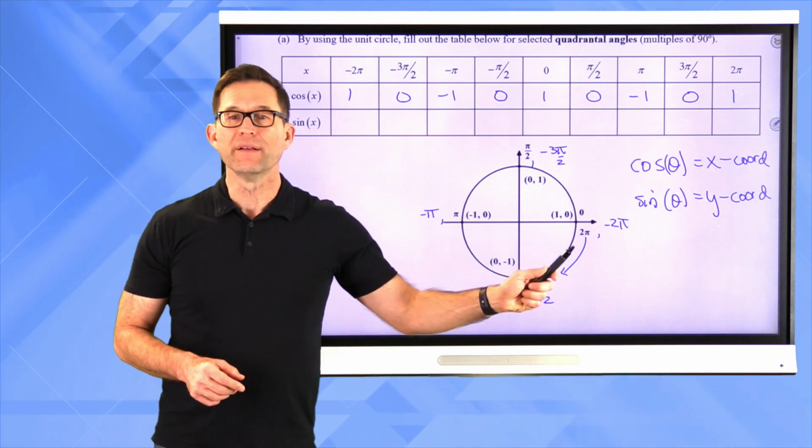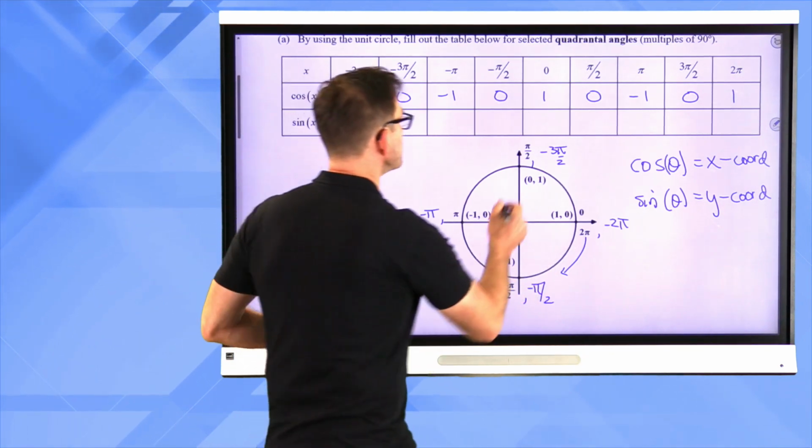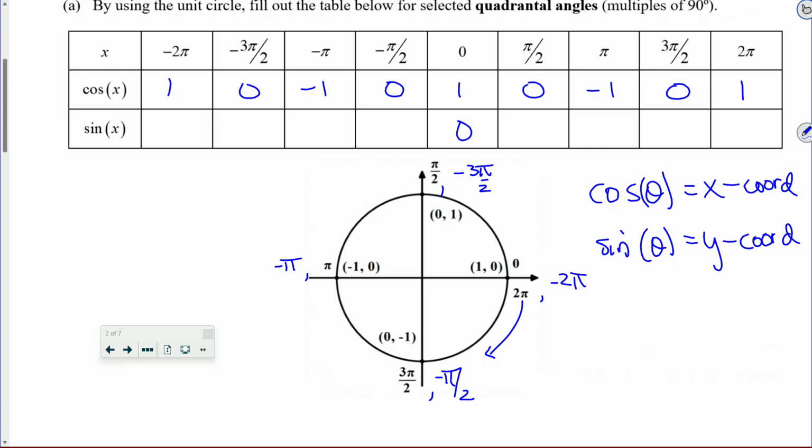All right, well, at 0 radians, our y-coordinate is 0. At pi over 2, our y-coordinate is 1. At pi, our y-coordinate is 0. At 3 pi over 2, our y-coordinate is negative 1. At 2 pi, our y-coordinate is back to 0. Traveling clockwise, at negative pi over 2, our y-coordinate is negative 1. At negative pi, our y-coordinate is 0. At negative 3 pi over 2, our y-coordinate is 1. And at negative 2 pi, our y-coordinate is back to 0.